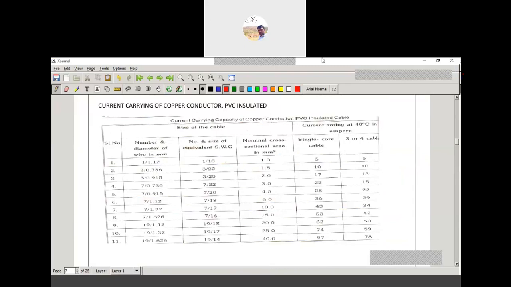Next we will talk about the types of earthing, how we place the earthing: pipe earthing, plate earthing. That is another part.